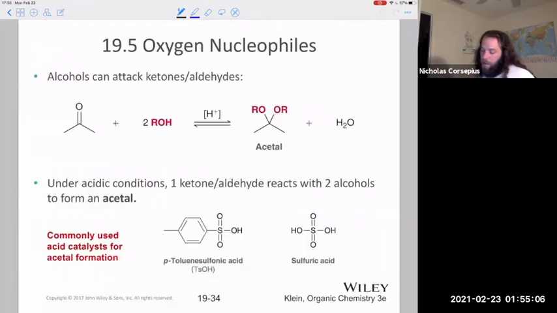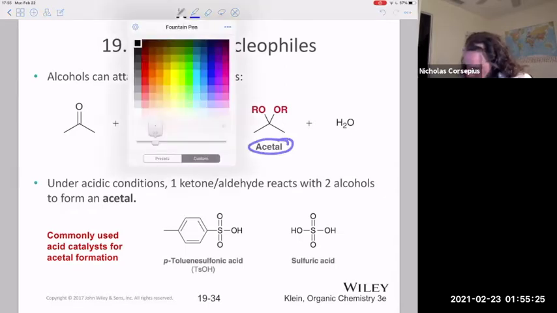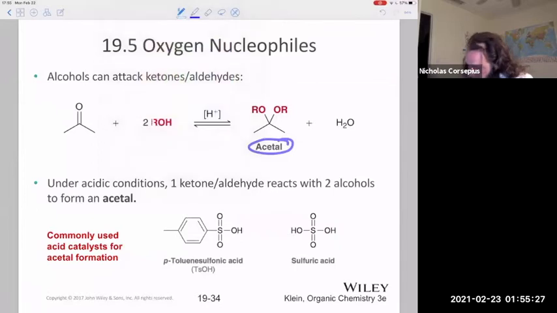Okay. All right, so now again, sticking with these oxygen nucleophiles, we can have a very, very similar reaction that occurs between ketones and alcohols, right? But instead of being a hydrate, it's called an acetal. And I just want to point out that this is the exact same reaction that we saw before, but instead of having these R's here, if it was the hydrate reaction, they would have been hydrogens. Right? That's the reaction that we just saw.